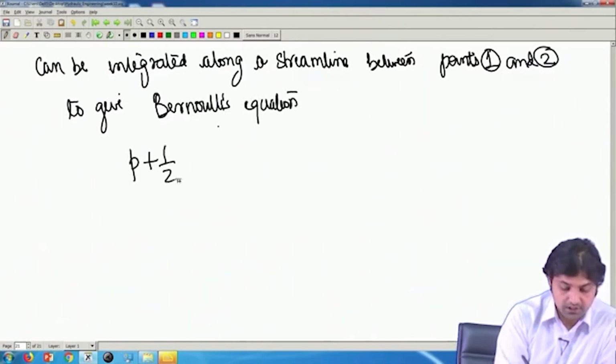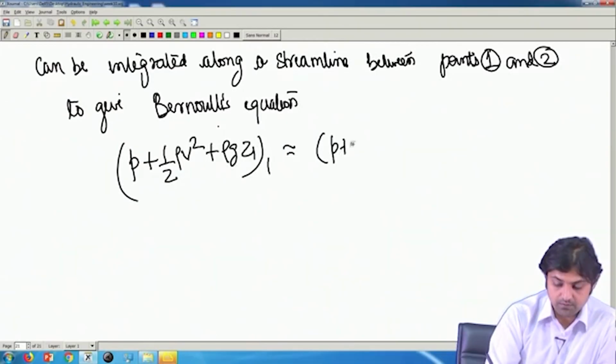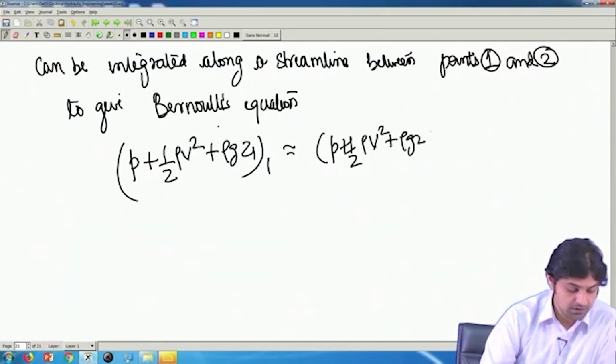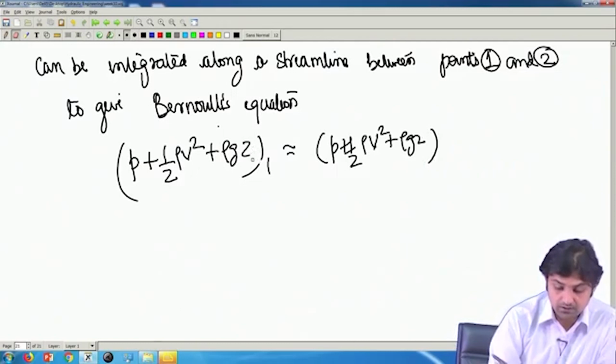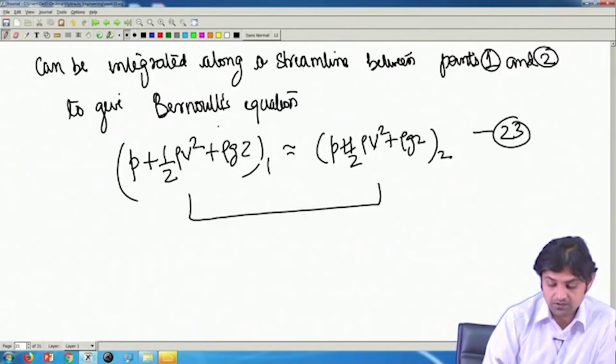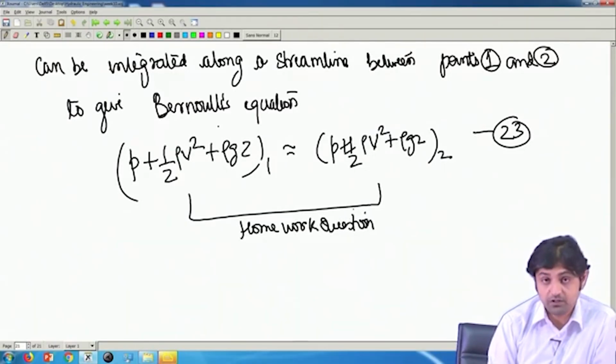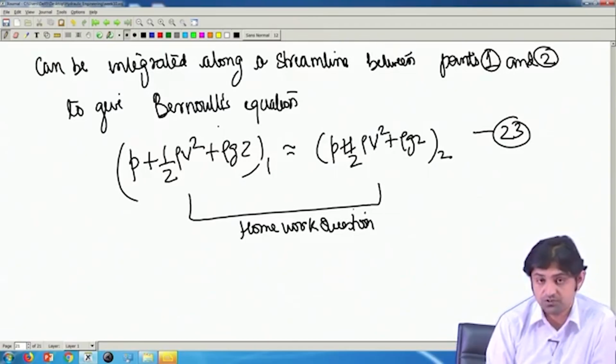Which is P plus half rho V square plus rho g Z1 equal to P plus half rho V square plus rho g Z2 at 2. Okay, this is equation number 23, and this is a homework question. Please try to do this at home. If unable, we can actually post the solution in the forum.